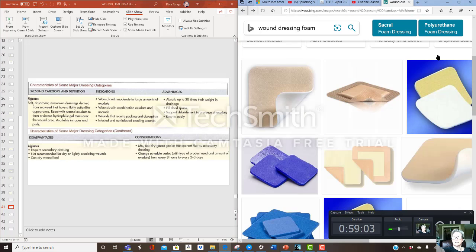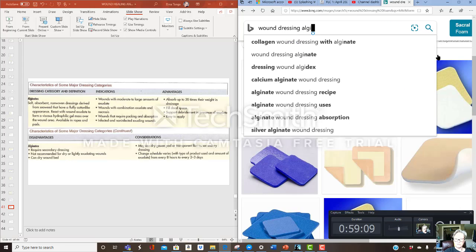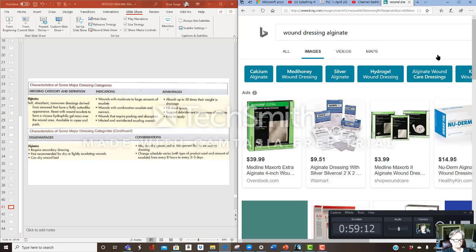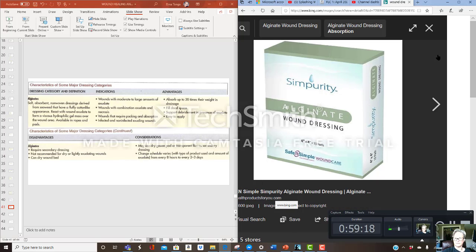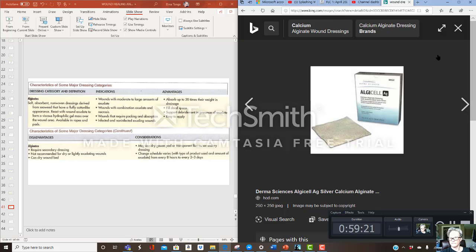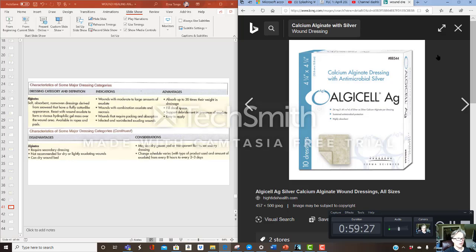Alginates. Let's see. Alginate wound dressing. Soft, absorbent, non-woven dressings derived from seaweed that have a fluffy cotton-like appearance, react with wound exudate to form a viscous hydrophilic gel mass over the wound area. Available in ropes and pads.